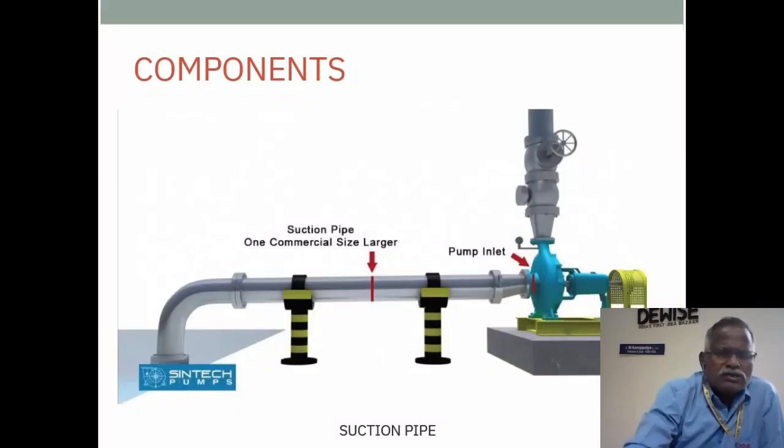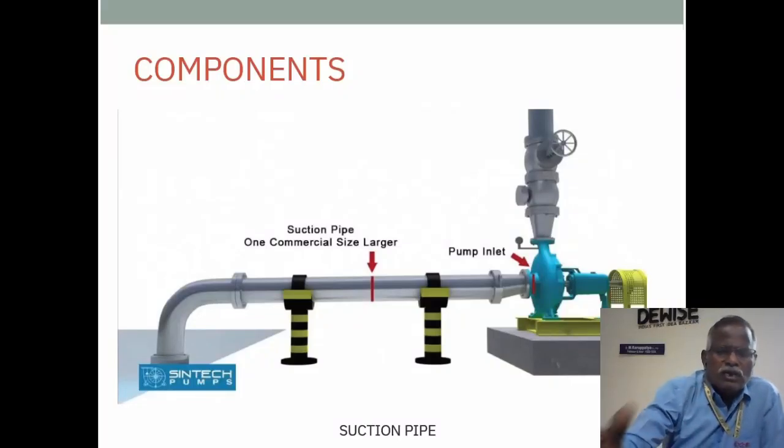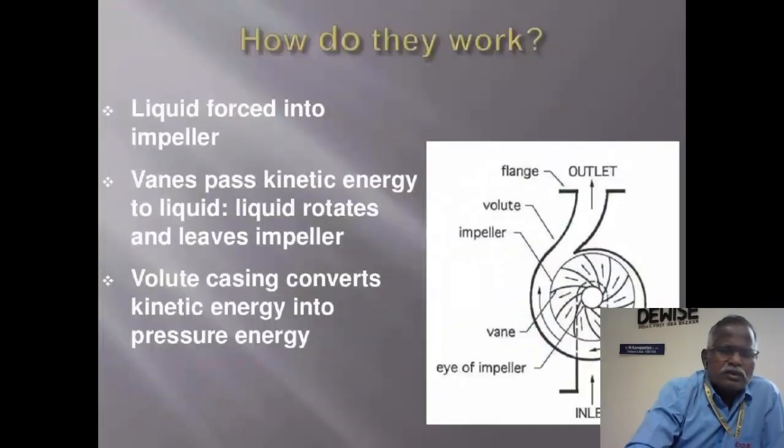This diagram shows the suction pipe, one common size, larger, the pump inlet, then the motor and the outlet. Everything is shown. The blue color is the motor as well as the pump. Both are monoblock connected in this diagram. And then how the pump works, you can understand from this diagram.